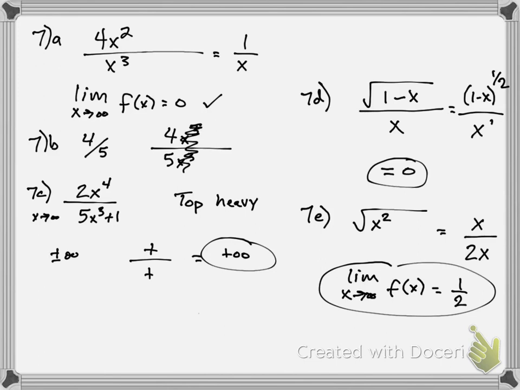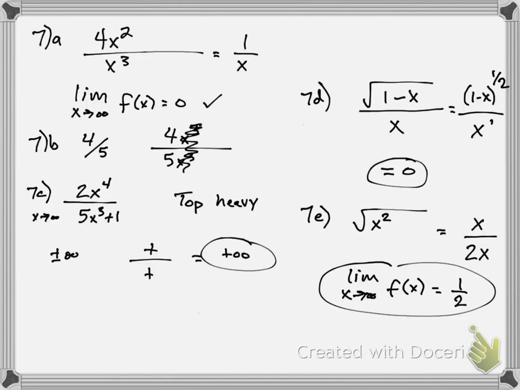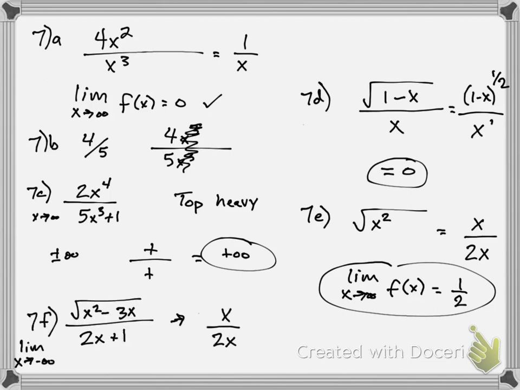All right, so 7f. Can I fit this on here? Yeah, I can fit it on here. 7f. Let's try that one on our own as we go. It's x over 2x. If you plug in negative infinity for that, you're going to get a negative number on top and a negative number on bottom. So it's going to go to negative 1/2, negative what the coefficients are.